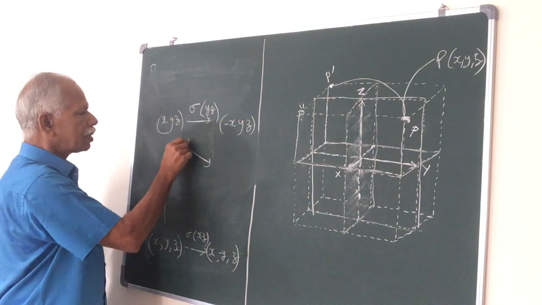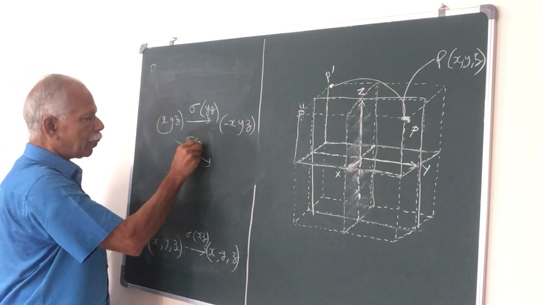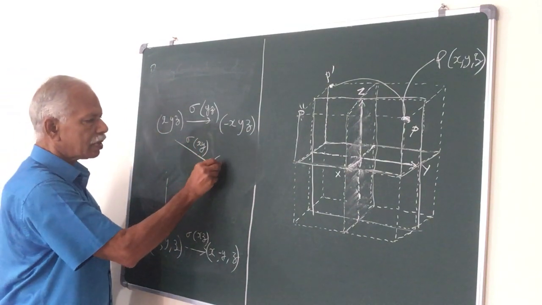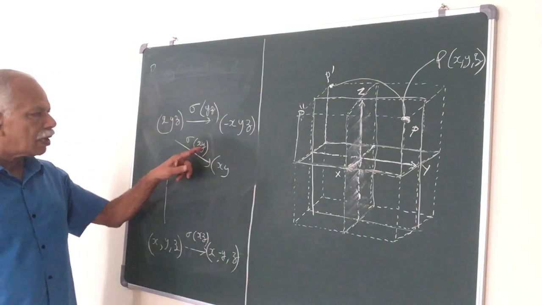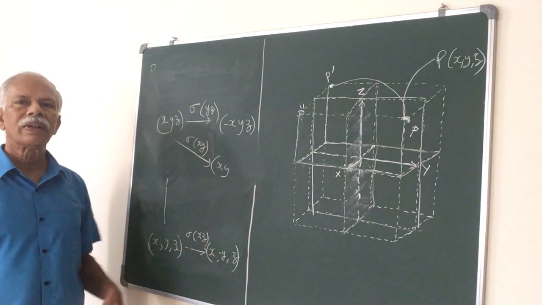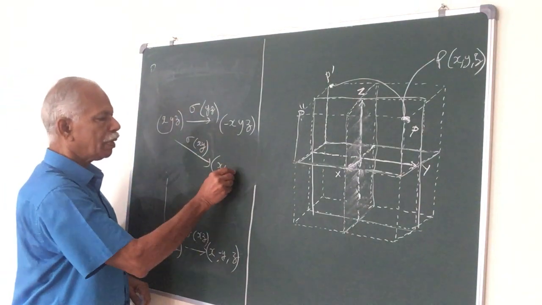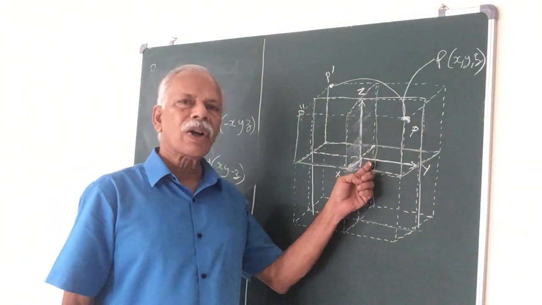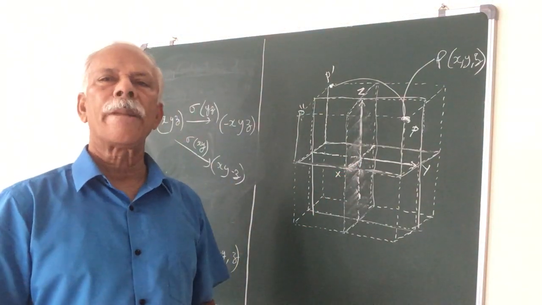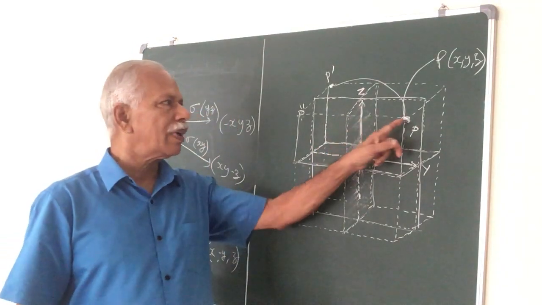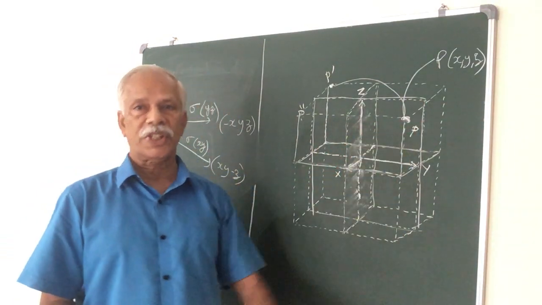And for sigma XY plane, X and Y will not change, so it will be X and Y. Whatever axis is absent in this notation will change to the negative value. This changes to minus Z. The Cartesian coordinate system also helps to predict the change occurring to a point XYZ on inversion.